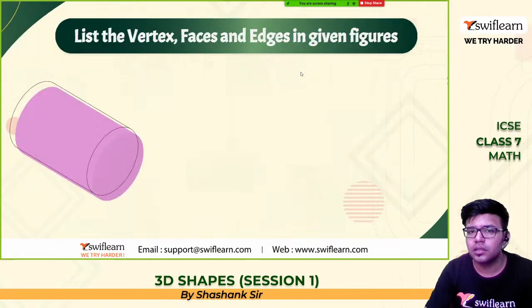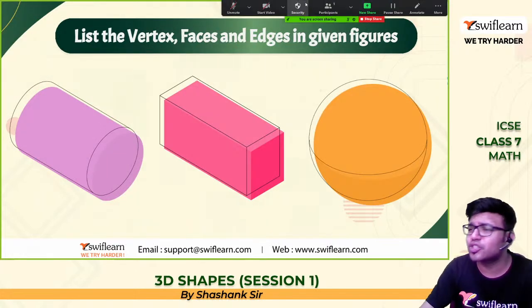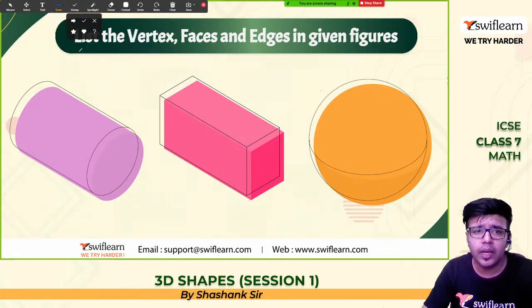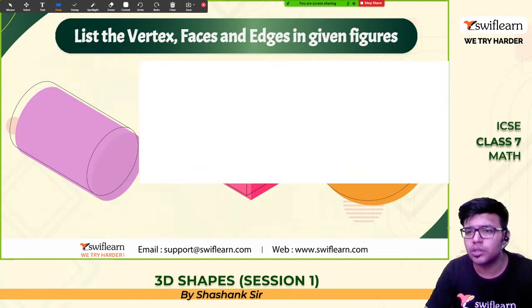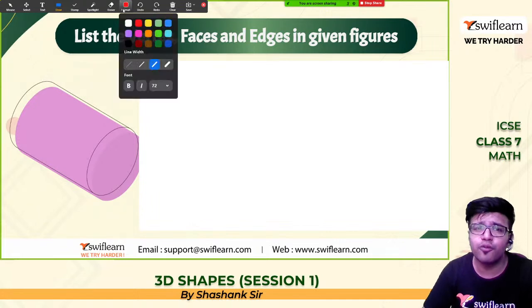Yes. So list the vertices, faces and edges of the given figures. Yes guys, I want Ishani if you're there. Okay, answer this question. Answer this question. Okay. So first one is a cylinder. List the number of vertices.